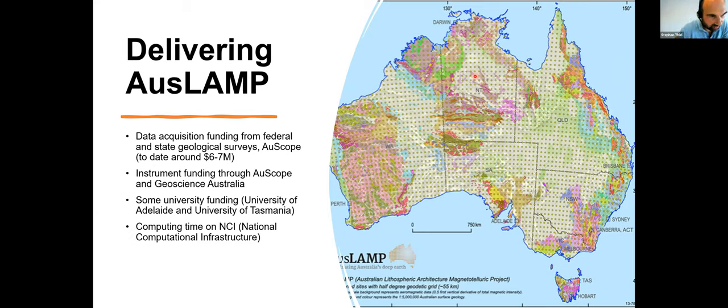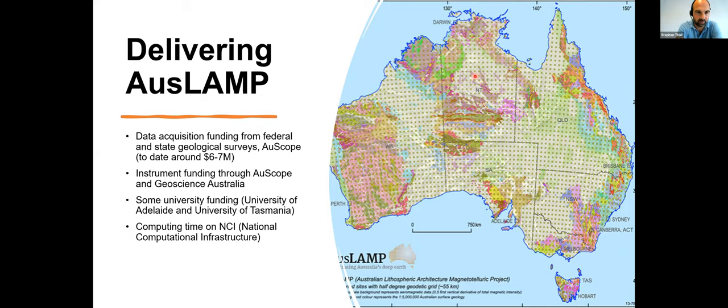And you can see here that so far, and this is a rough number, $6 to $7 million have already been spent by state and federal surveys, and also AuScope, which is a national infrastructure institution. The instrument funding is also coming through AuScope just to supply the gear in order to do these sorts of deployments. And Geoscience Australia has its own instrument pool as well. So we now have, I believe, over 70 or so long period instruments that are available for this type of survey. There's also some university funding.